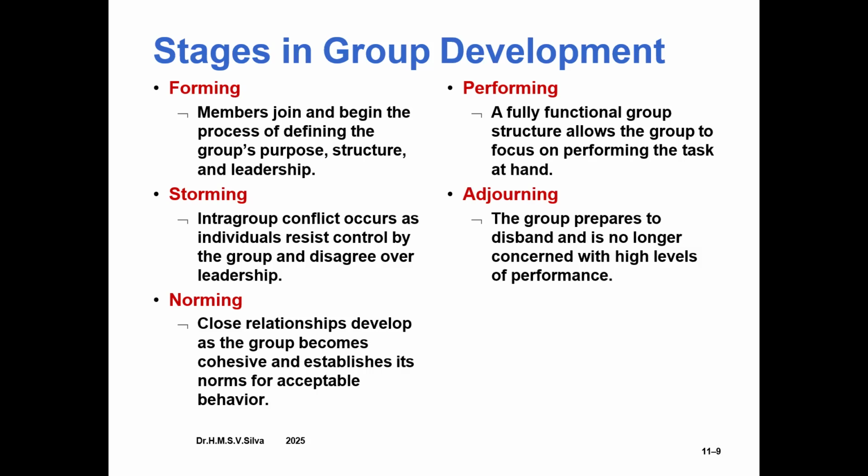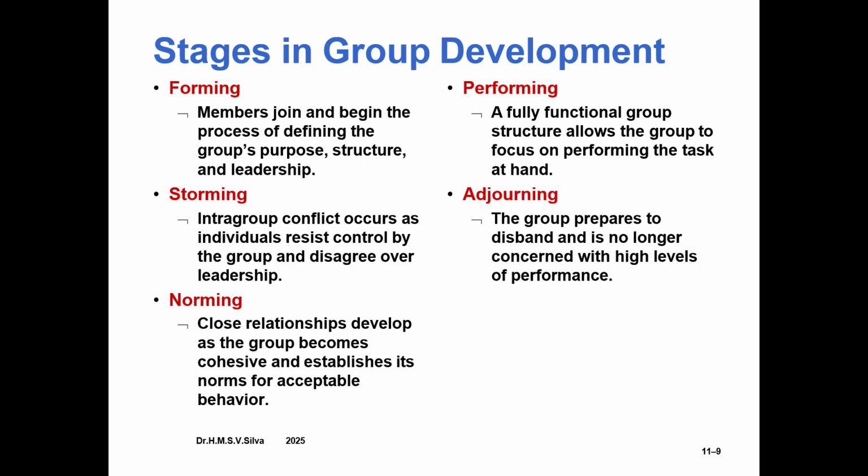When they come with different ideas, what will happen eventually? They will go in different directions. So therefore, in order to put them all under one basket, stages in group development are very much needed. Like the forming stage: members join and initially we have to form the group. How can we form it?